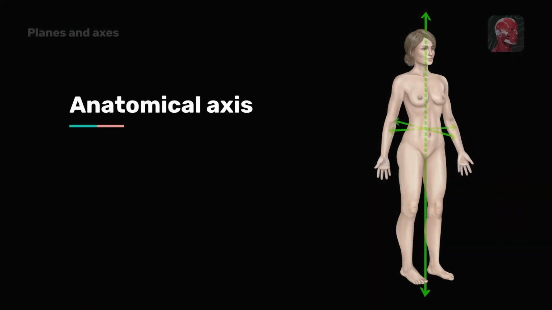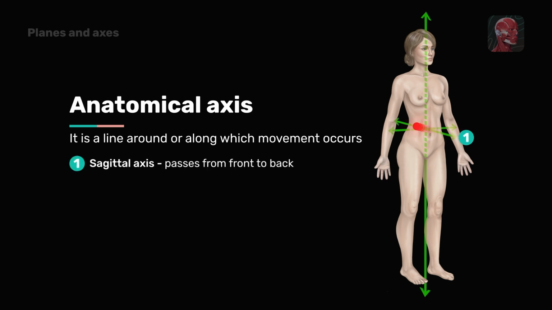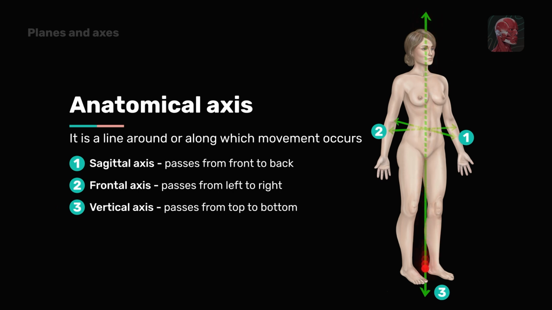An anatomical axis is a line around or along which movement occurs. Knowledge of these axes will be useful when studying muscles and joints. There are three anatomical axes. The sagittal axis, which passes from front to back, the frontal axis, which passes from left to right, and the vertical axis, which passes from top to bottom.